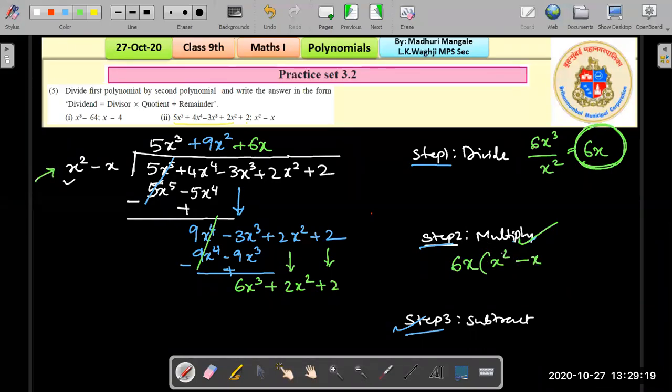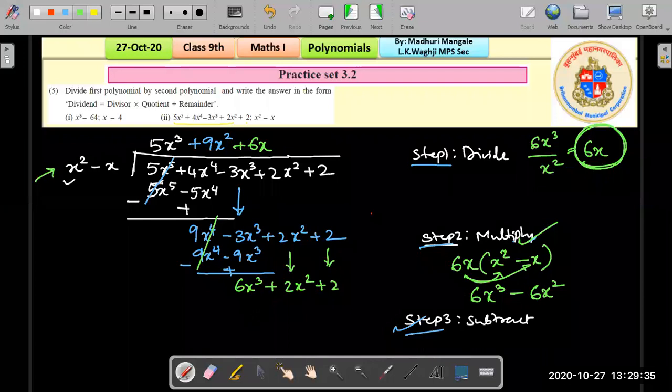What are we doing? We are going to repeat the process. So x squared times 6x, that will be 6x cubed, minus 6x times x, that will be 6x squared. And where do we write this expression? At the bottom. So that gives us 6x cubed minus 6x squared.